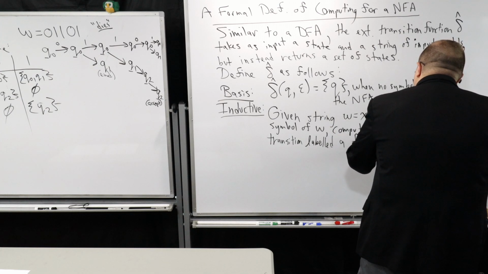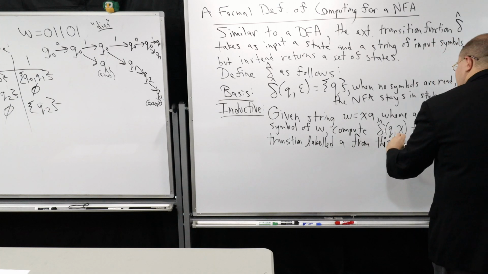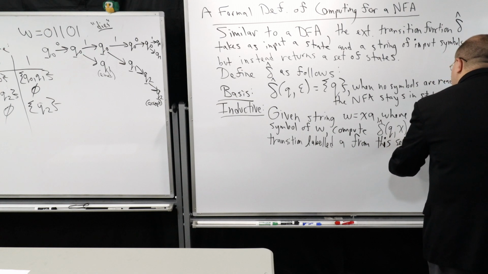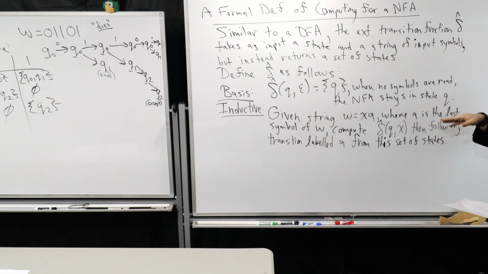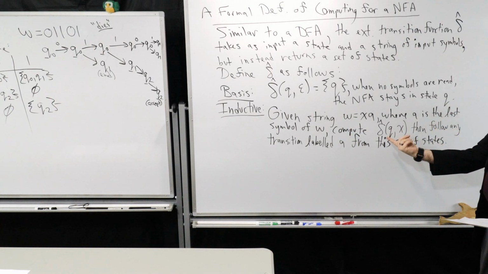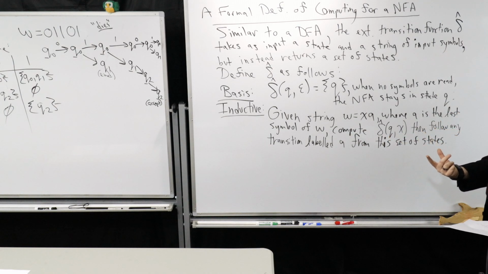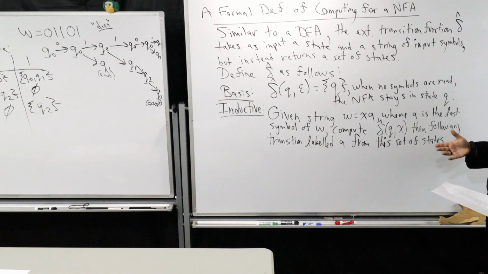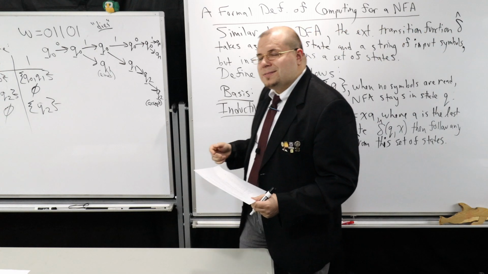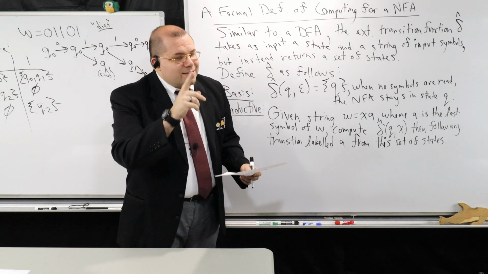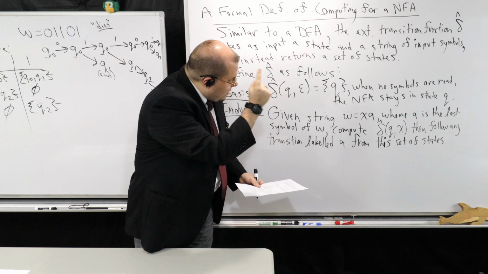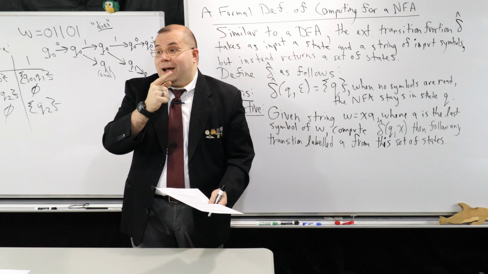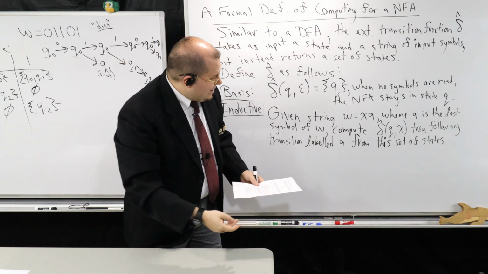From this, it says this set of states. So you're going to imagine I have delta hat of qx, and then I'm just going to have some set of states that are the result of that. What I'm going to do is I look at symbol A and I look at the set of states that I have here that can all transition at the same time.